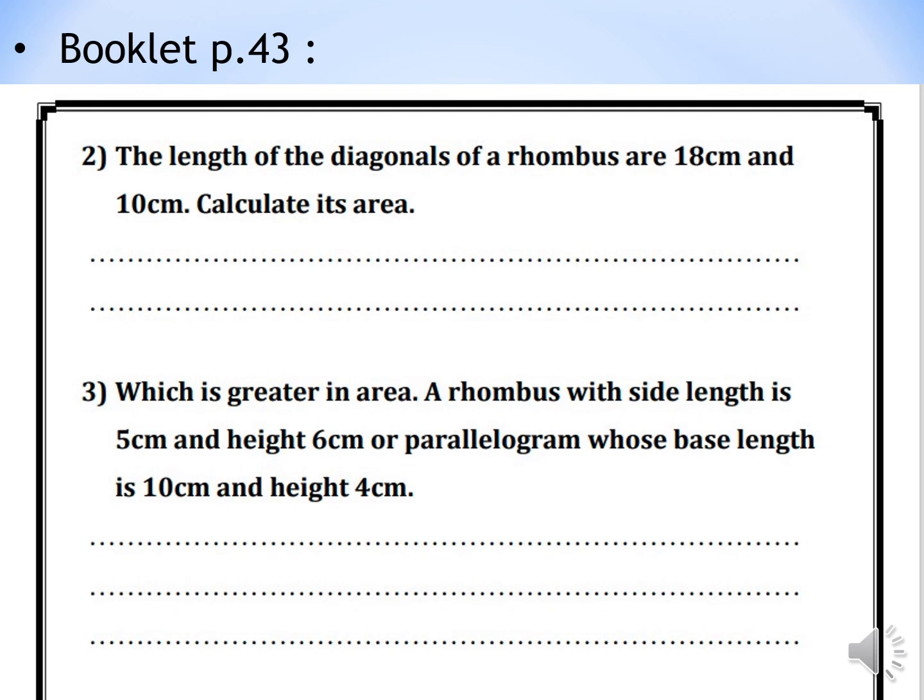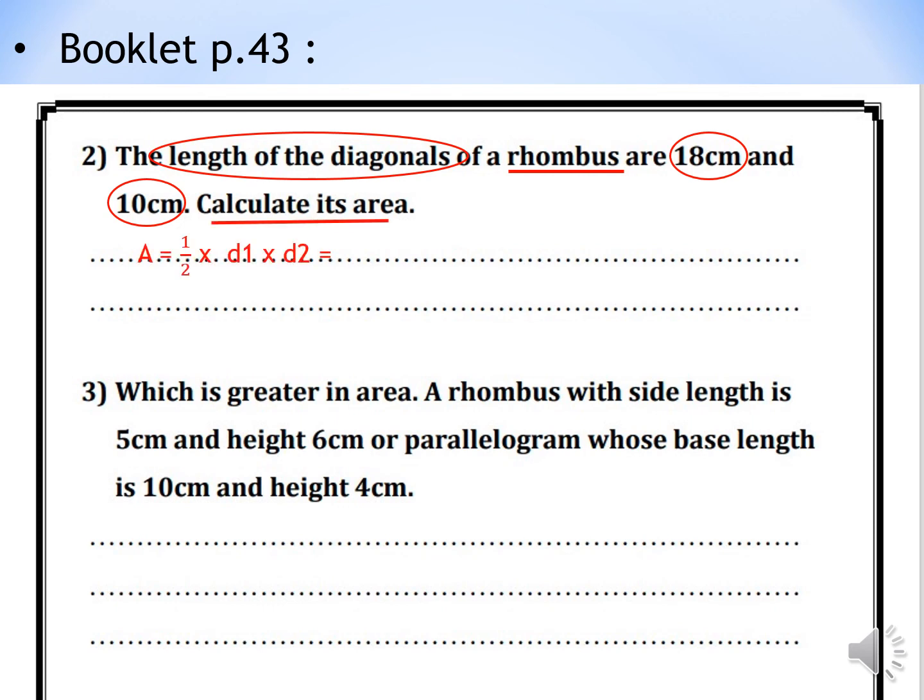Booklet page 43. Number 2. The lengths of the diagonals of a rhombus are 18 centimeter and 10 centimeter. Calculate its area. So here he gives me the diagonals. I will use the rule of the diagonals. I have diagonal 1 18 centimeter and diagonal 2 10 centimeter. So the area will be half times diagonal 1 times diagonal 2. So half times 18 times 10 equal 90 centimeters squared.